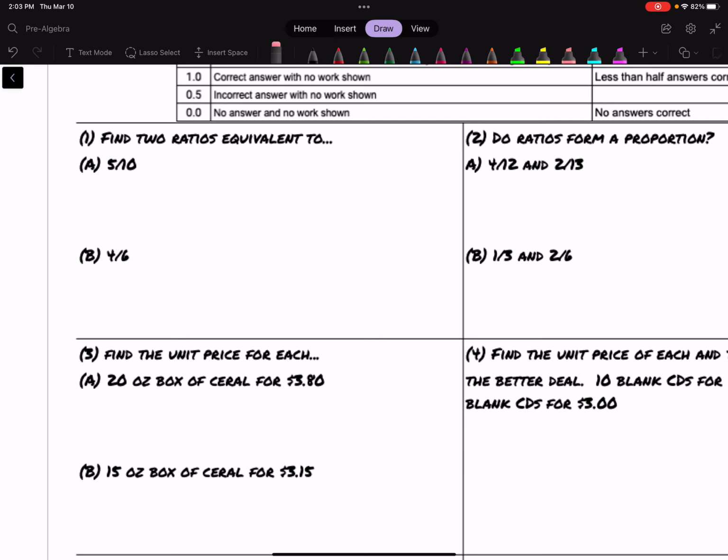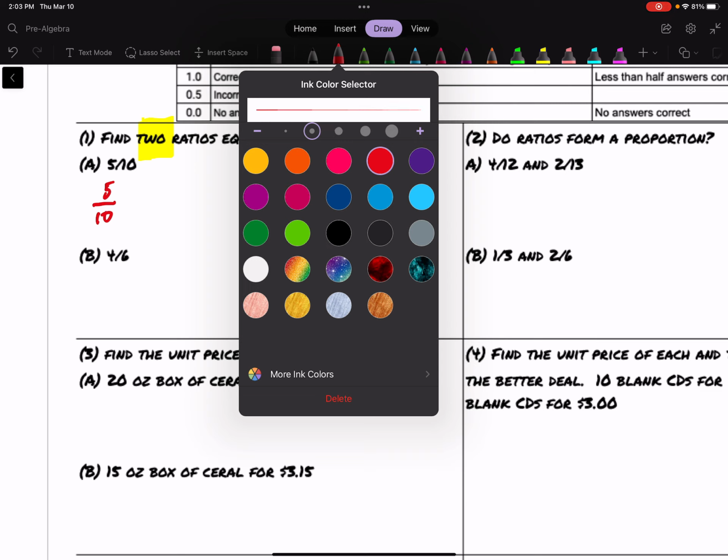So we're supposed to find two ratios equivalent to each of these numbers. So our first number is 5/10, right? So we got 5/10, which if we go ahead and just write that out, 5/10, let's make that a little smaller. There we go.